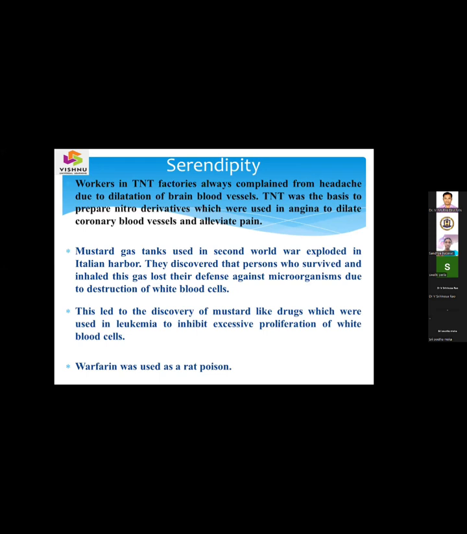The next one: mustard gas tanks used in the Second World War exploded in an Italian harbor. They discovered that the people who inhaled this gas lost their defense against microorganisms due to the destruction of white blood cells. The white blood cells decreased and they frequently underwent infections. So mustard gas can be used in leukemia to inhibit excessive proliferation of white blood cells. Like that, warfarin was also used as a rat poison. And we all know the famous antibiotic penicillin was also discovered through this serendipity model.